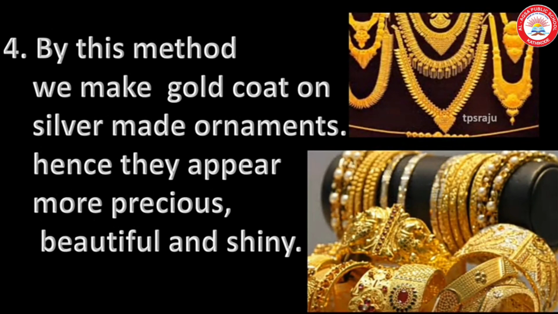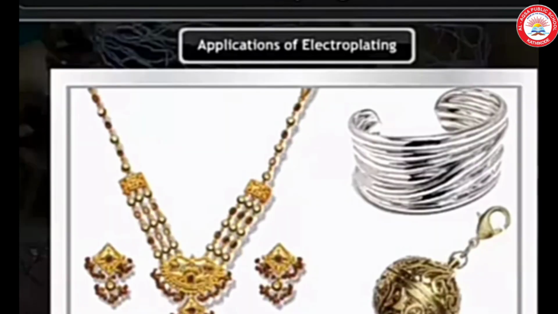Jewelry makers electroplate silver and gold on less expensive metals. These ornaments have the appearance of silver or gold but are much less expensive. Now we have discussed all the uses of electroplating. In electroplating factories, the disposal of the used conducting solution is a major concern. It is a polluting waste and there are specific disposal guidelines to protect the environment.